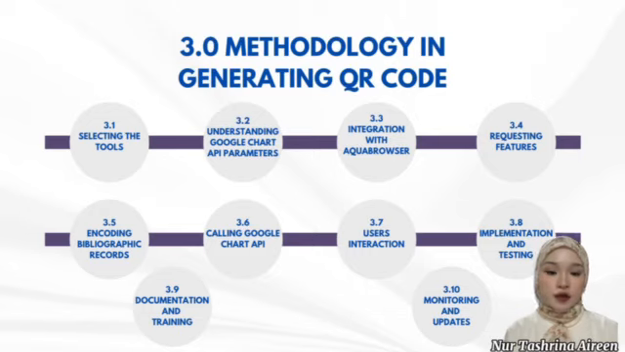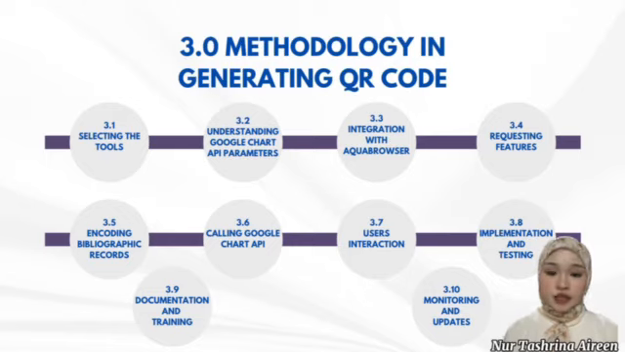Number 2 is understanding Google Chart API parameters. Familiarize with the parameters required by the Google Chart API for generating QR code. These parameters include chart type, size, color, and label. These parameters are specified in a URL. Number 3 is integration with Aqua Browser. This decision is made based on the frequency of use of Aqua Browser by library users.